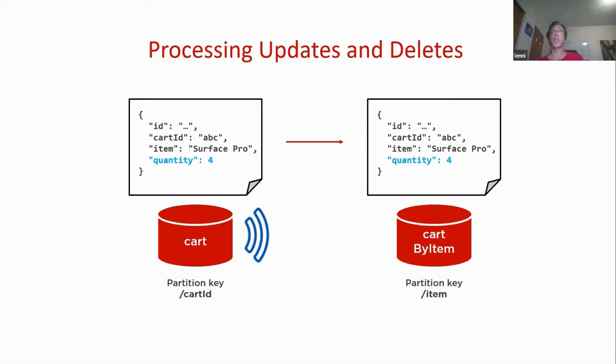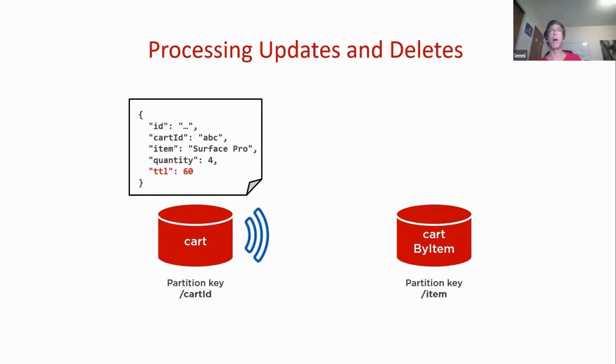So the solution here is to use a TTL, time to live property. This is a special property. You're not free to use that property name for yourself, because if it's there, it means that there's an expiration on this document. Cosmos DB will expire this document automatically, giving you 60 seconds to pick it up. And when your microservice sees the TTL property on the left, it will actually delete the document on the right.